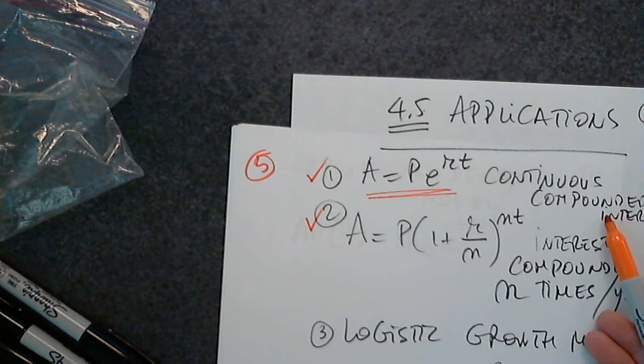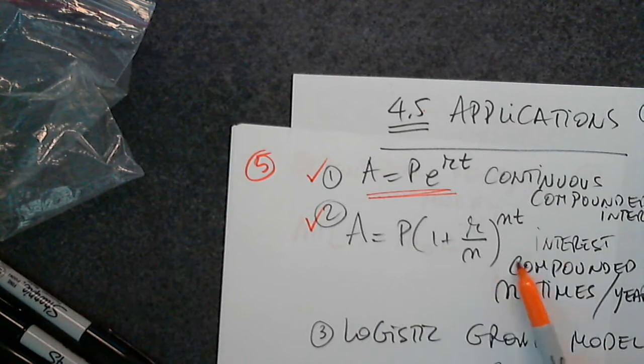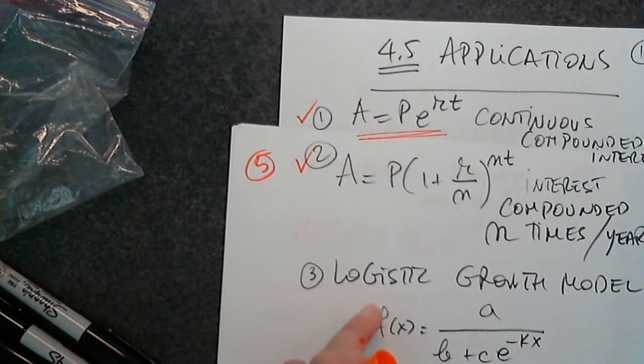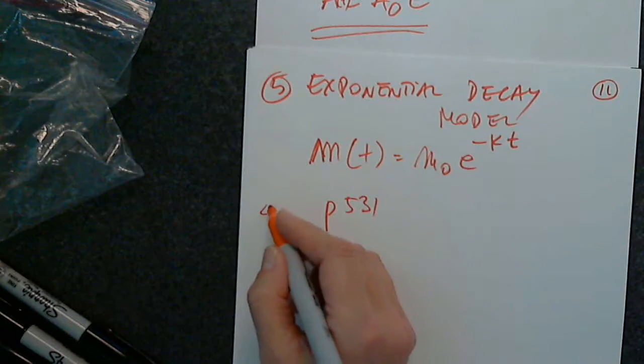We looked at continuous compounded interest. If we want to pick another, we can. We looked at something like this with the interest compounded n times a year. We can pick another, of course. I'd like now to look at a logistic growth model. Page 531. Let's start with problems 43 through 46.